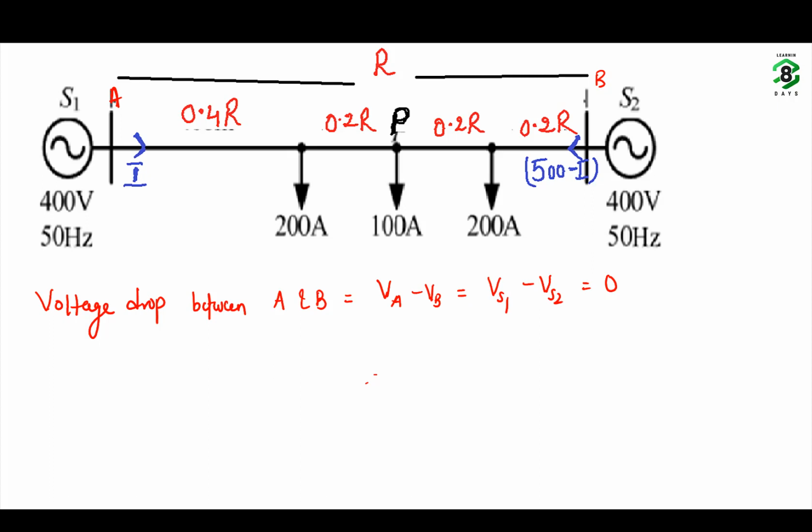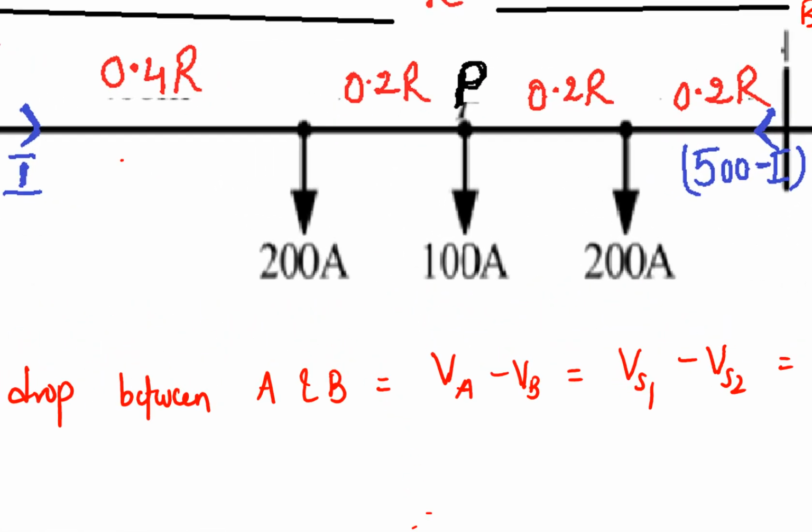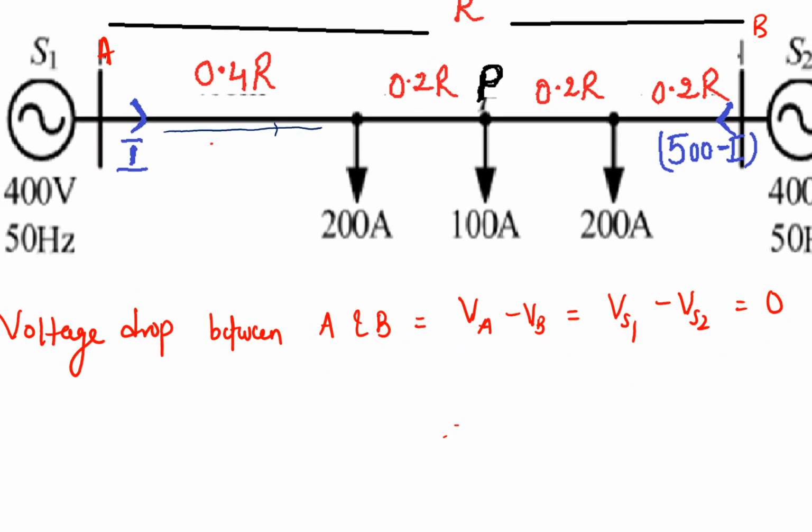Now let us calculate the individual voltage drops. What is the voltage drop in this branch? 0.4 R into I. So the current I is flowing through this branch, and here out of I, 200 is getting dropped. So what is the current flowing in this 0.2 R? It is I minus 200. What is the current flowing through this branch of 0.2 R after P? I minus 300. And what is the current flowing here in this direction? It will become I minus 500.